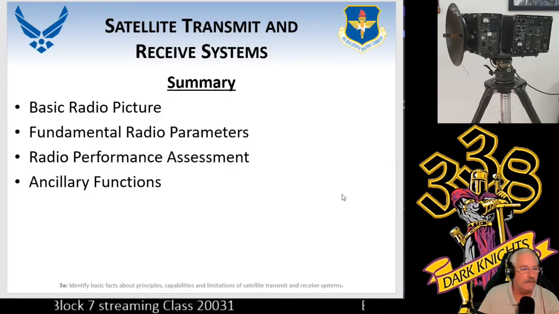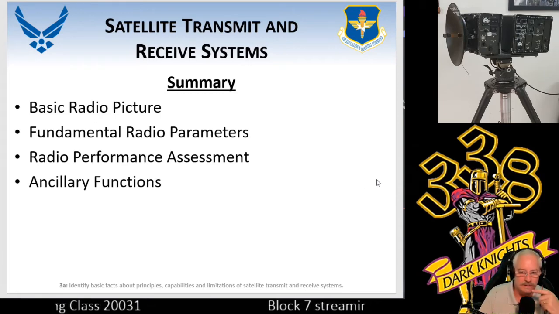So we've gone through basic radio picture, fundamental radio parameters, radio performance assessment, and ancillary functions. Any questions? I know it's pretty quick. Give you some time to digest. I do have a question.